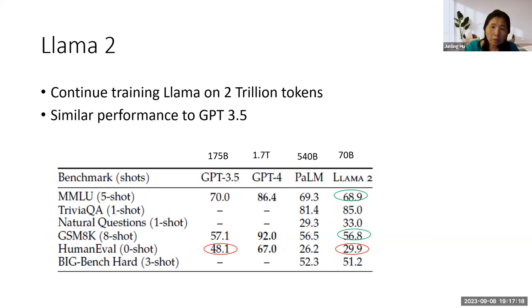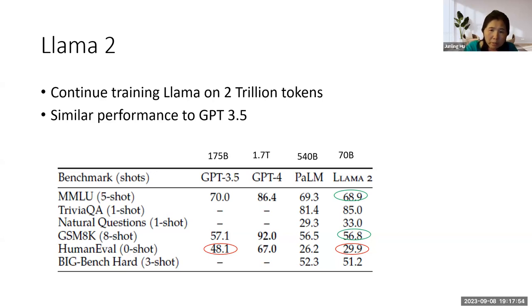Bard's model has improved beyond the Palm. They have a Palm version 2, so that's what's behind Bard. Llama 2 achieved almost just a 1% difference from ChatGPT. And in terms of the academic questions, it's also only a 0.3 difference from ChatGPT. And its size is less than half of the ChatGPT model.